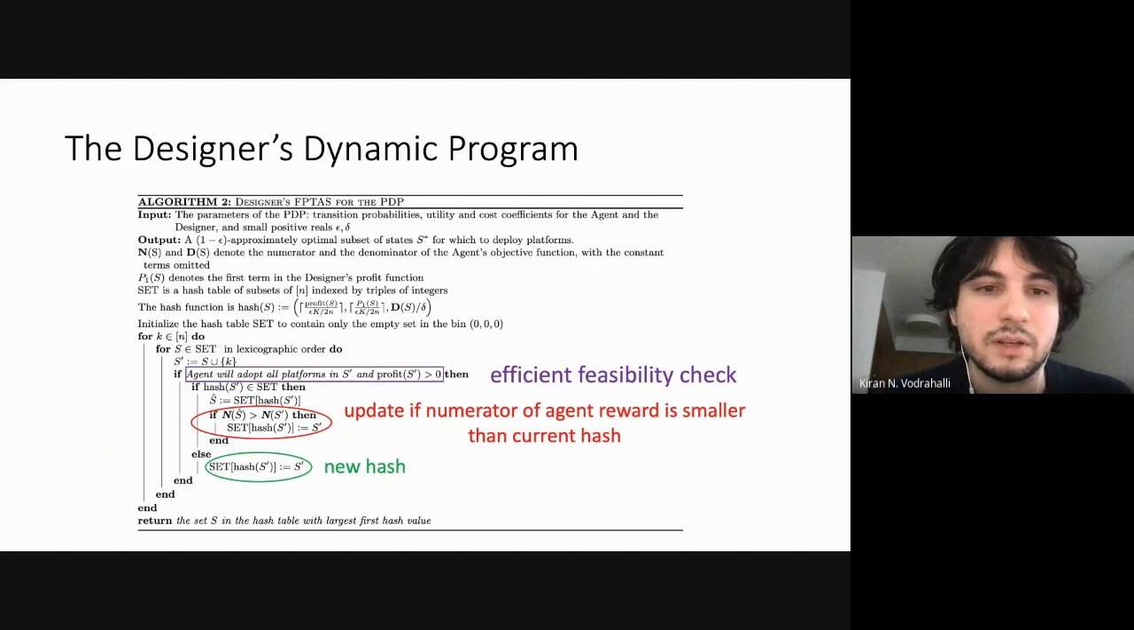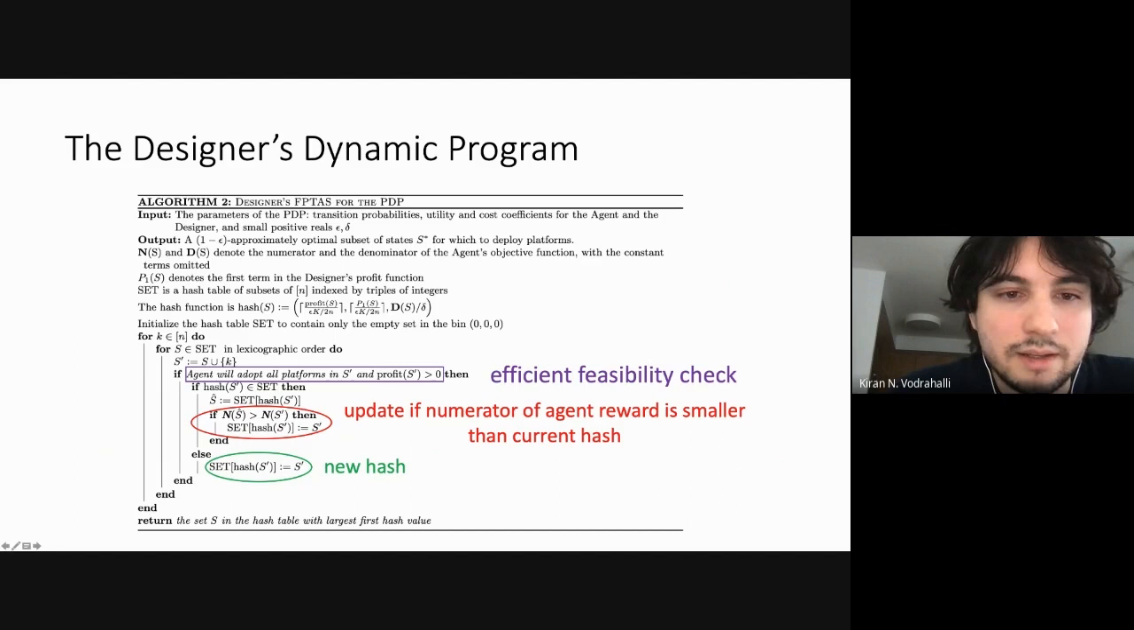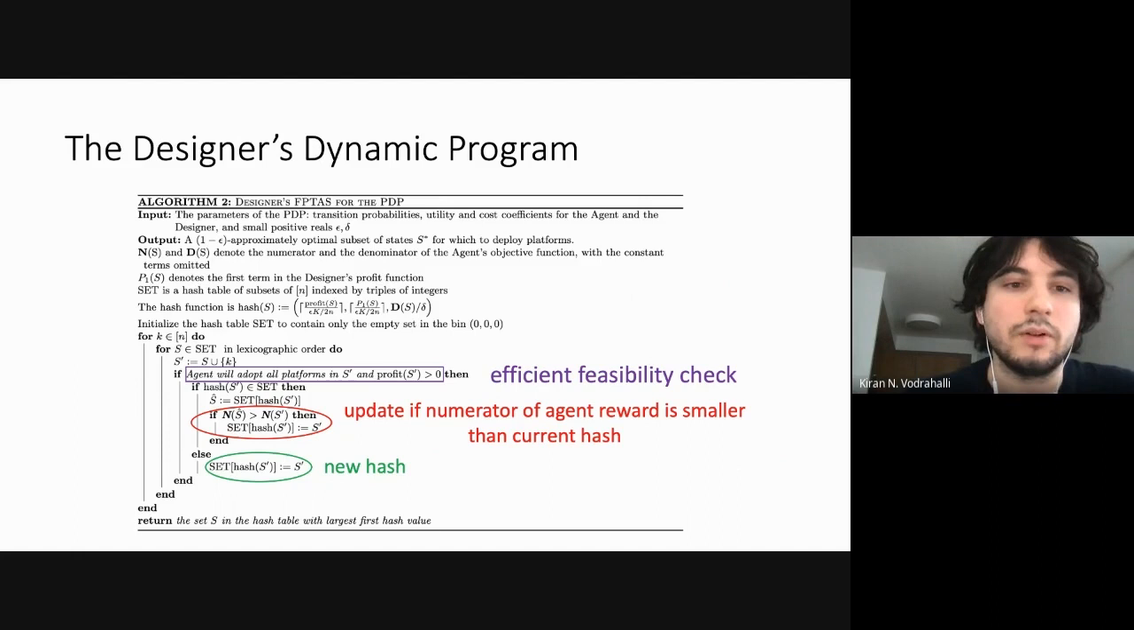And the key idea is we decide when to update the hash table. We update if the numerator of the agent reward for some new set of platforms S prime is smaller than the current hash. That's the key idea. That's it. Then we just build this hash table, iterate over all the sets in the hash table, and return the one with the largest approximate profit.